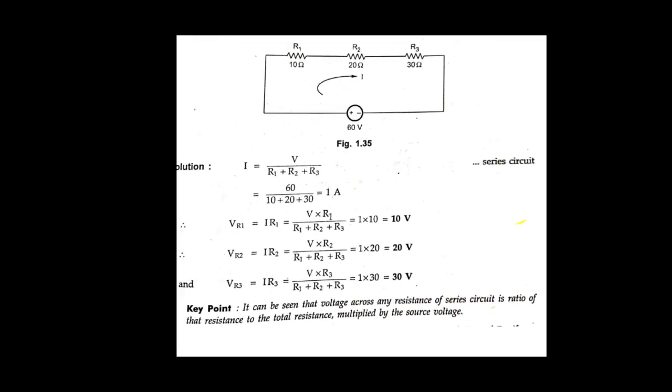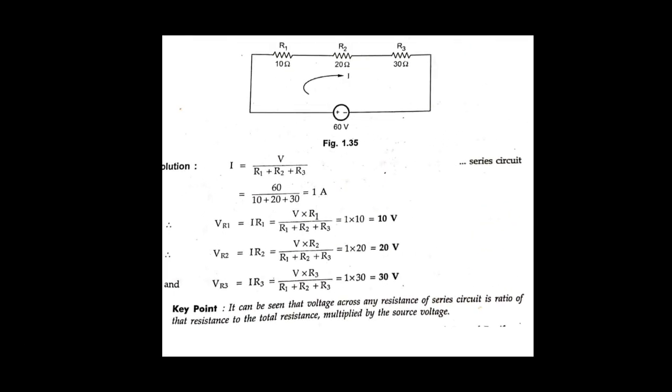See here, the voltage is already given as 60 volts, divided by the values of R1, R2 and R3, which they have given: 10 plus 20 plus 30, that is 1 ampere. So the total current I is equal to 1 ampere. So what is the voltage across resistance R1? It is equal to I into R1.